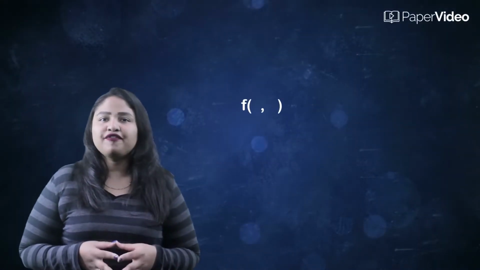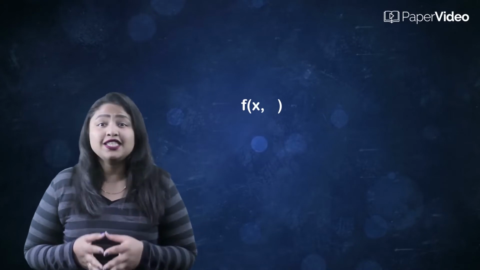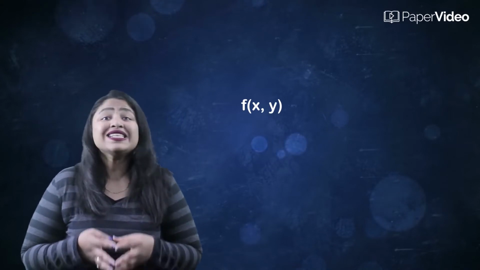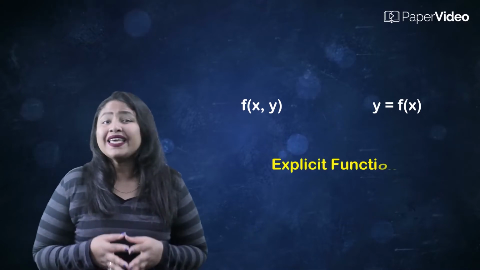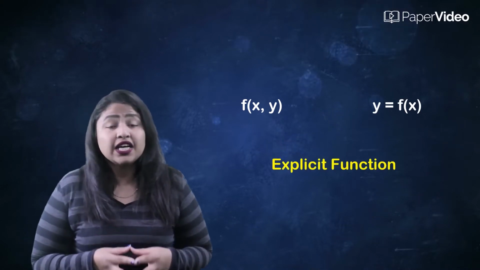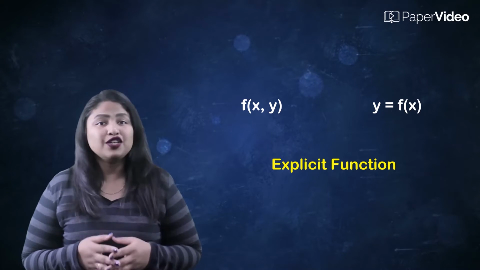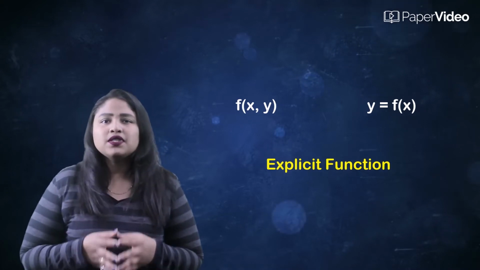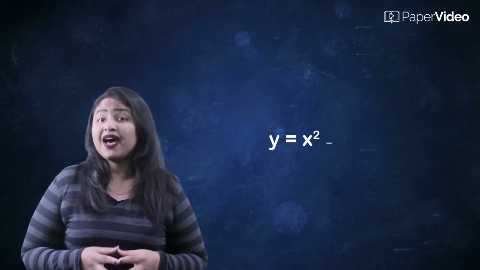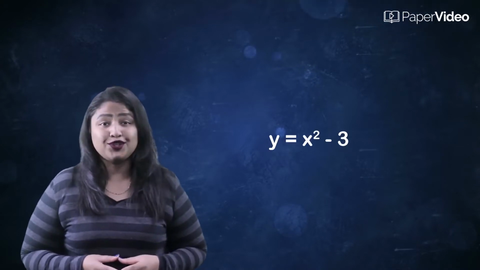What is an explicit function? If we have a function in which x is the independent variable and y is the dependent variable, such that the dependent variable y can be written explicitly in terms of x, such a type of function is known as an explicit function. For example, y equals x square minus 3 is an explicit function.